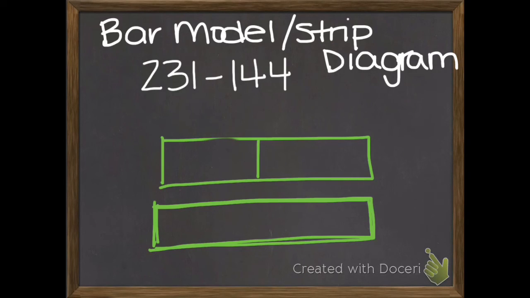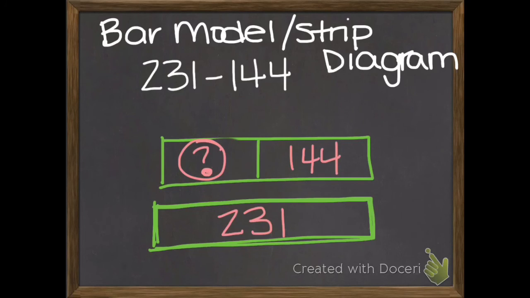I want to also show you what subtraction looks like on a bar model or strip diagram. Remember in subtraction that we start with a whole, so the whole thing is 231. We take away part of that, which is 144. So the difference we're trying to get is the other part. It's the missing part.